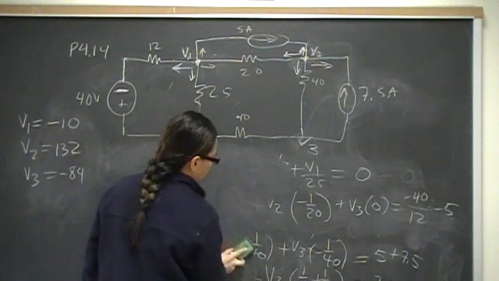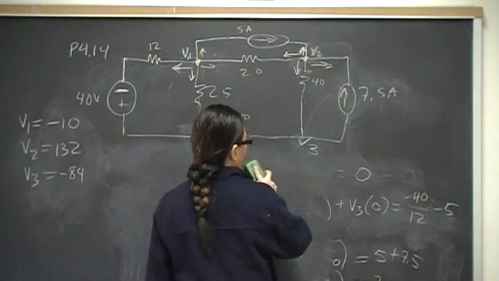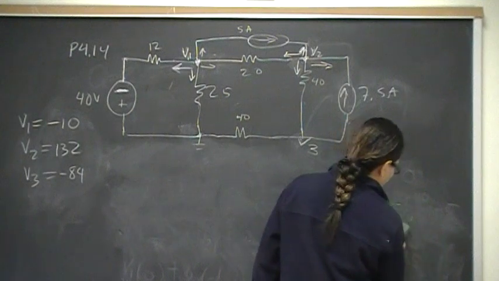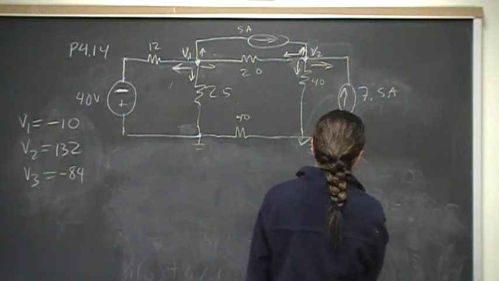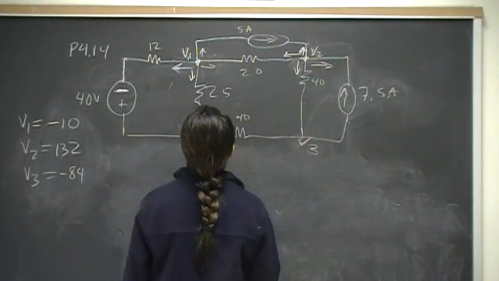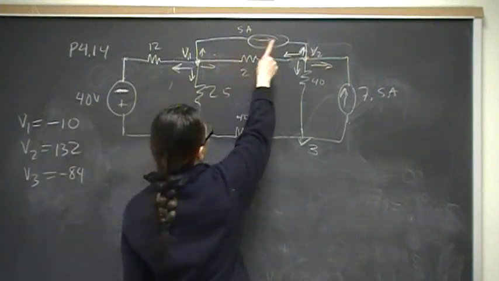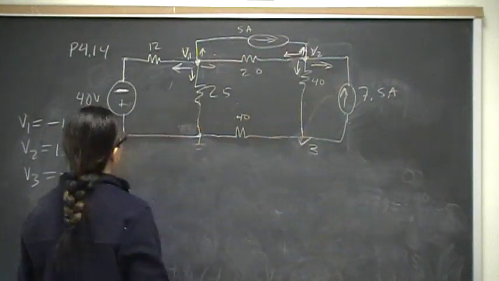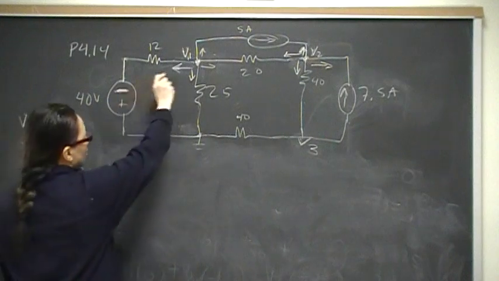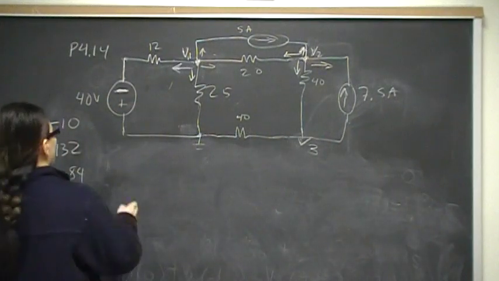So let's go ahead and solve for the power. I have 1, 2, 3, 4, 5, 6, 7, 8 circuit elements. So let's just go in an orderly fashion.